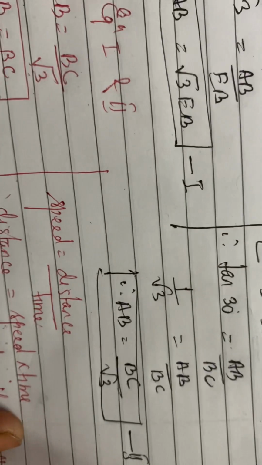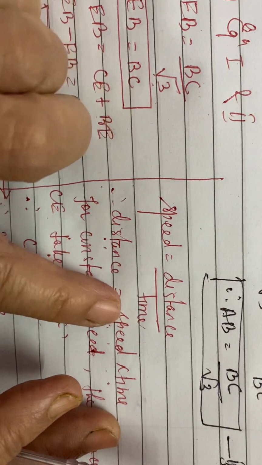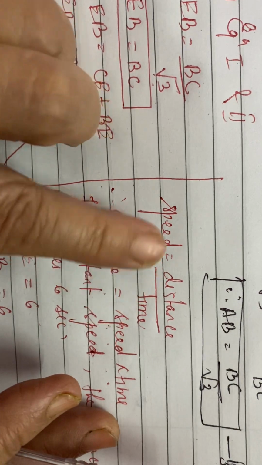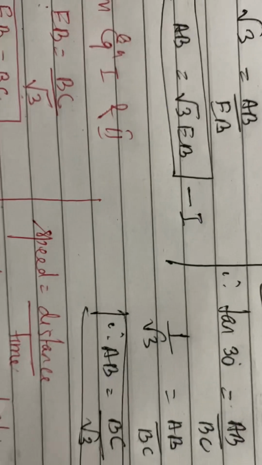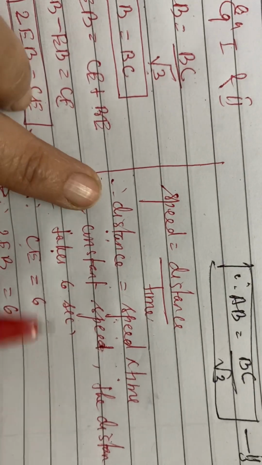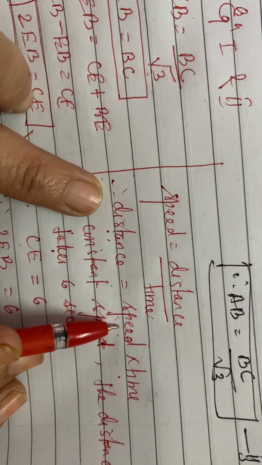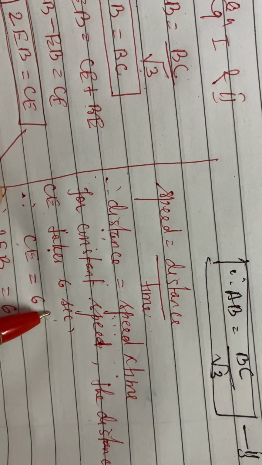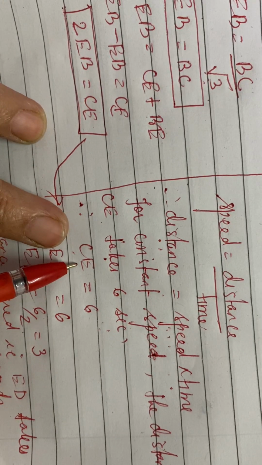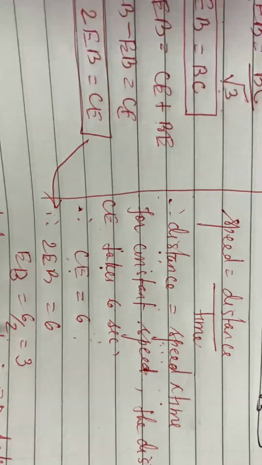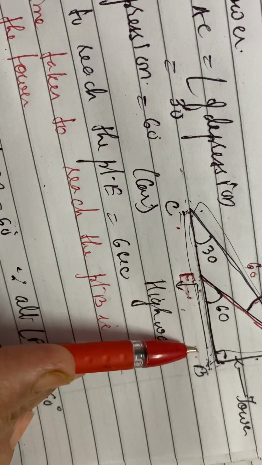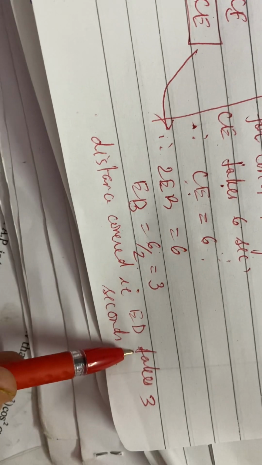So for the time taken, we are using the formula speed is equal to distance upon time. Distance will be equal to speed into time. You have been given that the speed is uniform, so we consider the speed as constant. The speed being constant, the distance covered will be 1, unity, into the time taken. Distance is equal to the time. So when the distance is CE, the time taken is 6 seconds. So when the distance is EB, the time taken will be 3 seconds.